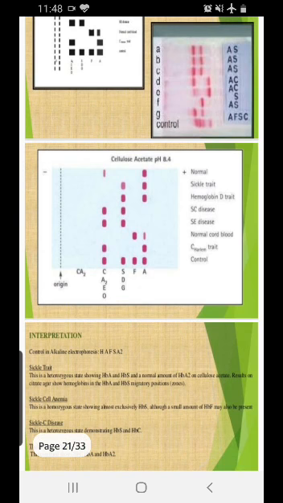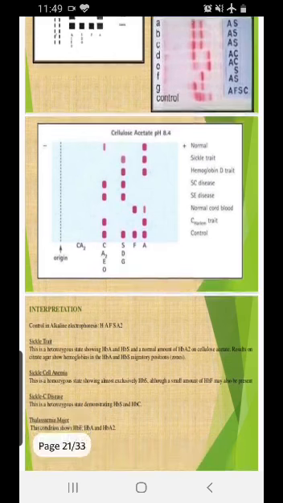The next one is SC disease. In SC, you will get a band in S and in C. You have to differentiate on HPLC, because an A2 band can also be present, so you might misdiagnose it as sickle trait. So you have to call it SC disease. Probably you go for HPLC.